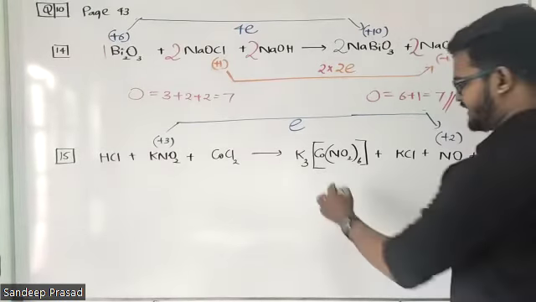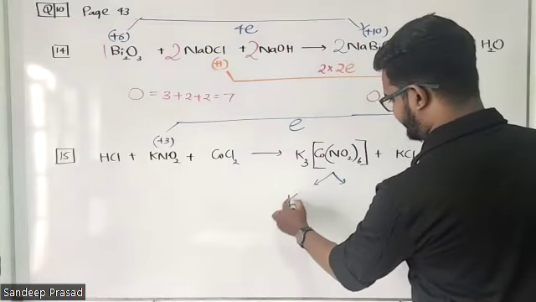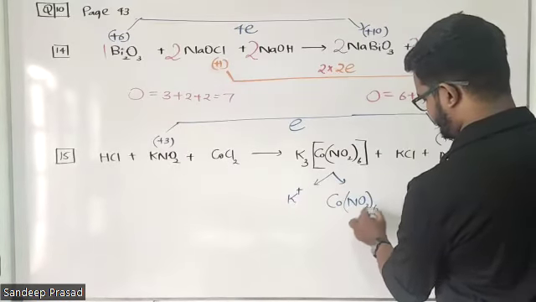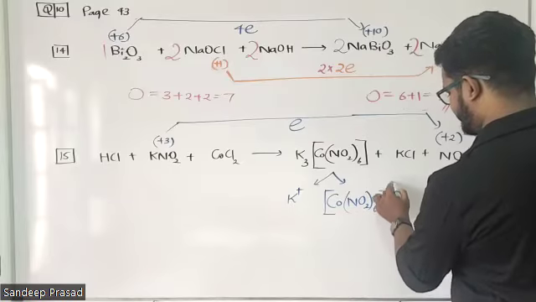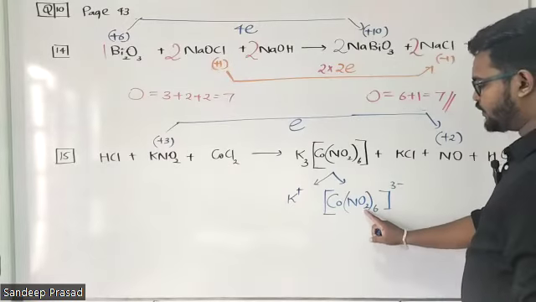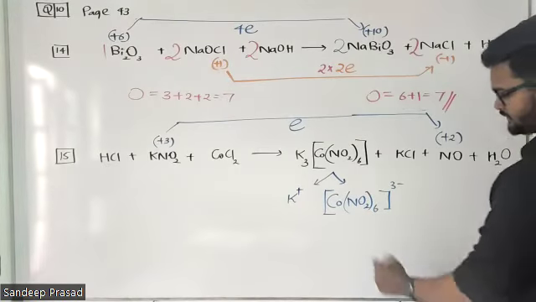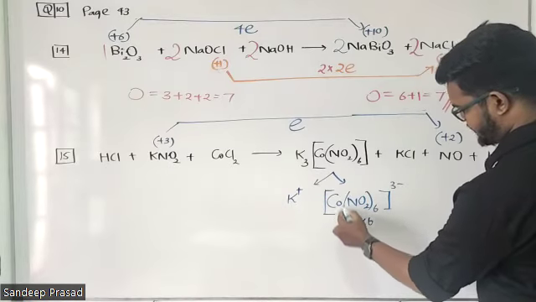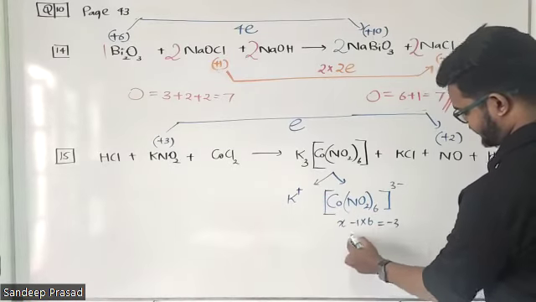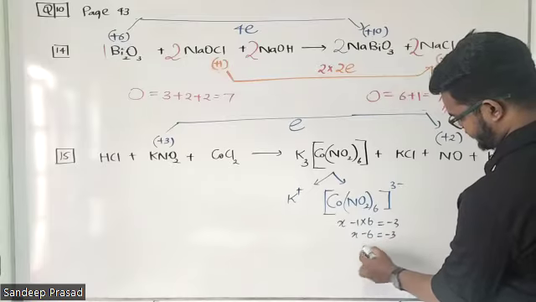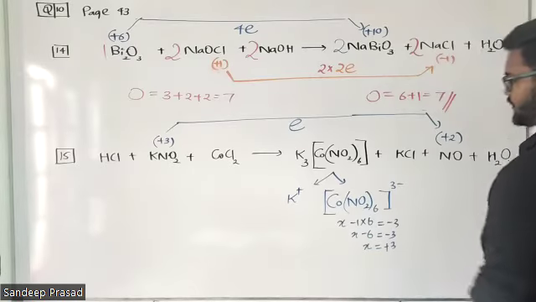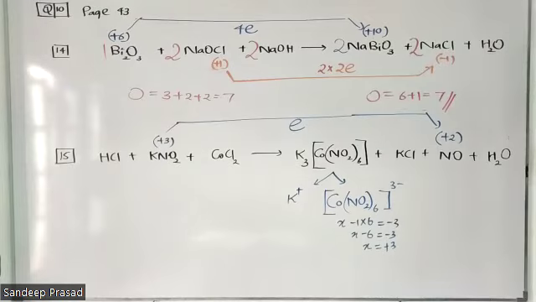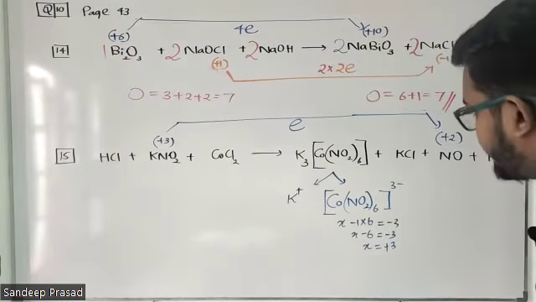So, this is a complex anion. I will separate the cation and anion: K+ and [Co(NO2)6]3-. We know that the ligand is NO2-, so NO2- means -1 into 6. Let me take the oxidation state of cobalt as X, the summation is -3: X minus 6 equals minus 3, so therefore X equals +3. The oxidation state of cobalt here is +3.